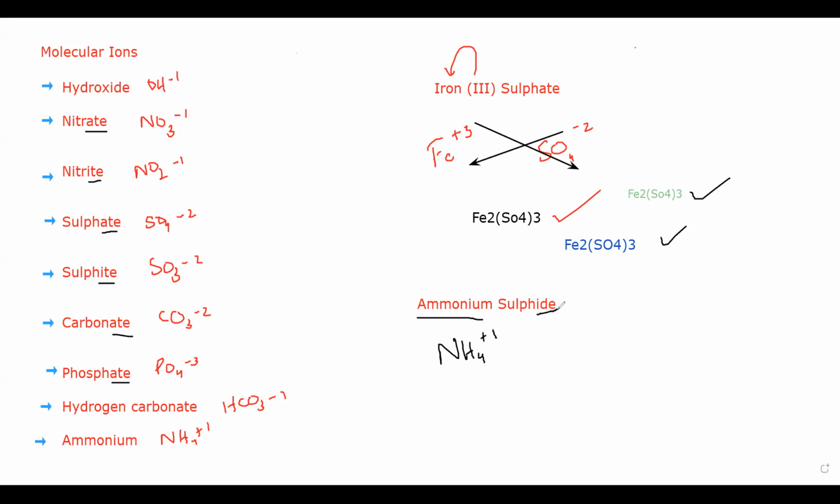And sulfide. IDE is there, it means sulfur only. And sulfur belongs to group 6, so it is -2. So what will be the chemical formula for ammonium sulfide? Sulfide, sulfur, not chlorine, sulfur.